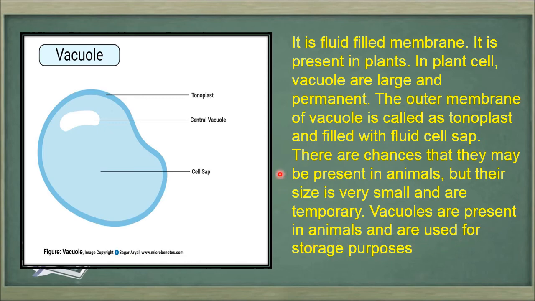In plant cells they are always present. In animal cells either we won't find them, or if we find them, they are very small and very temporary. But in both cases the function remains the same, that they store material. The outermost membrane, you can see in the picture, is the tonoplast, and the cell sap. Whatever the cell is synthesizing, if some synthesizing reaction is taking place and we need to store something, the cell is going to store it in vacuoles. So it is basically a storing structure.